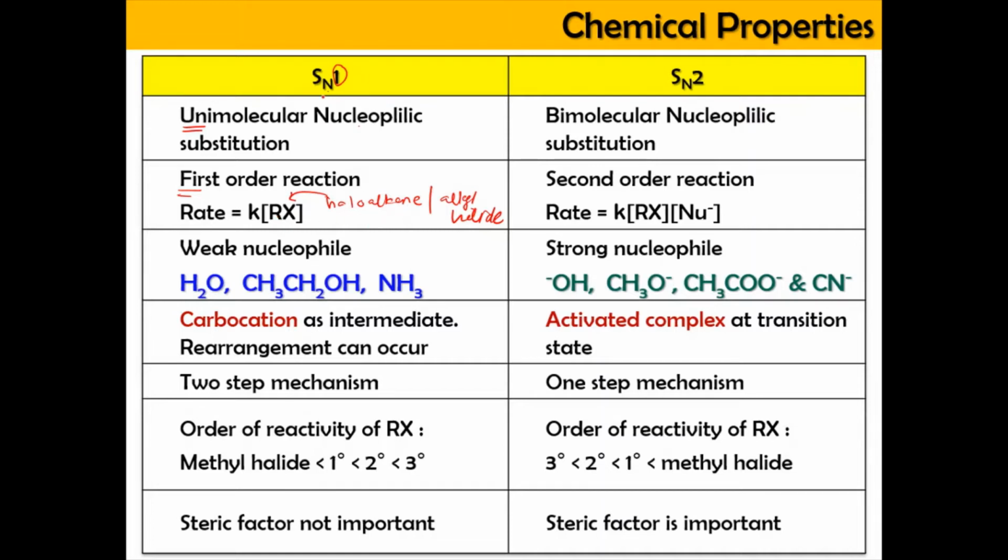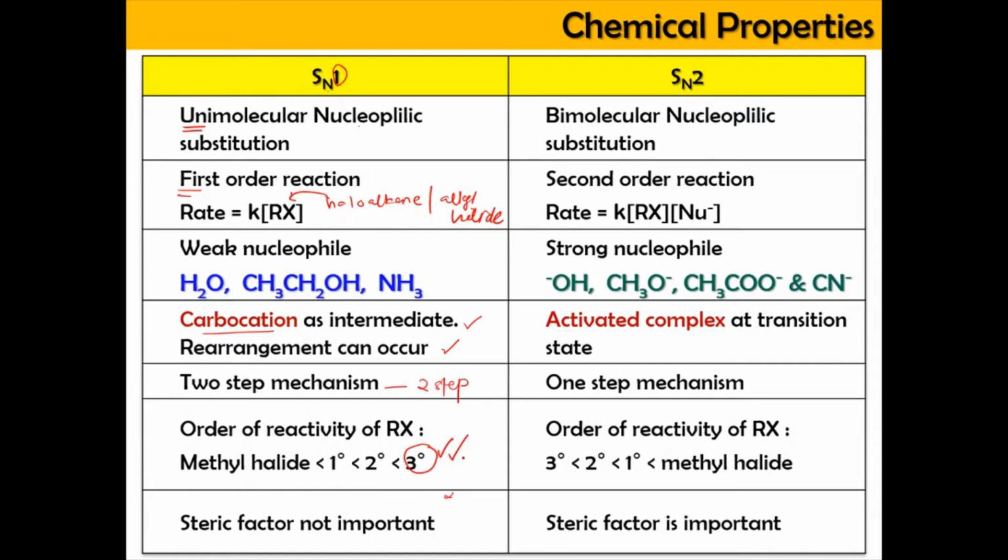And usually for SN1, a weak nucleophile is used, which is the neutral molecule I talked about just now, for example water and ammonia. For SN1, it involves the carbocation as an intermediate, and rearrangement can occur. SN1 has a two-step mechanism. The tertiary haloalkane is the most reactive towards the SN1 mechanism, and here you can see that the steric factor is not quite important.